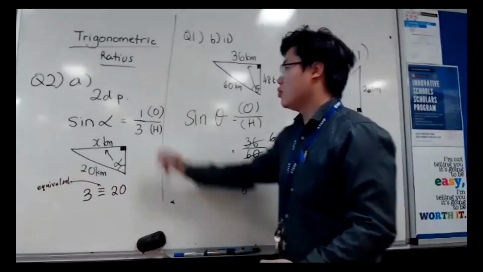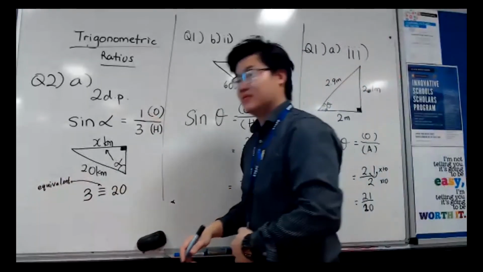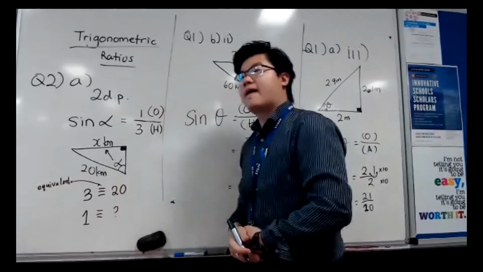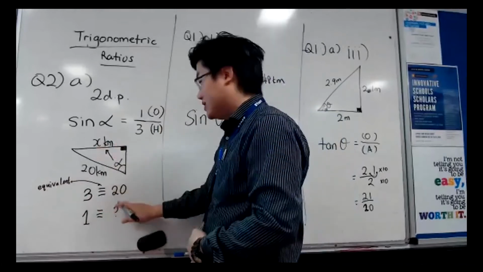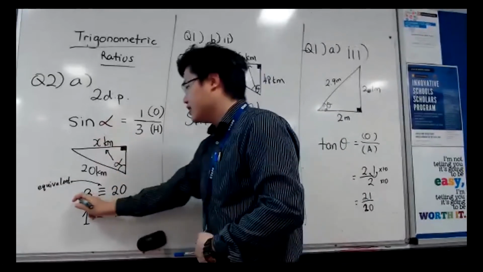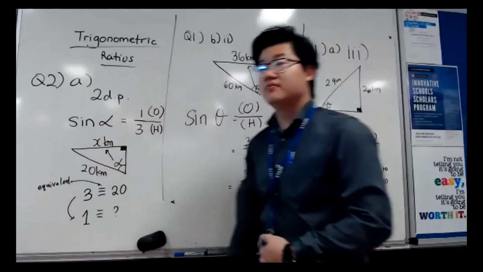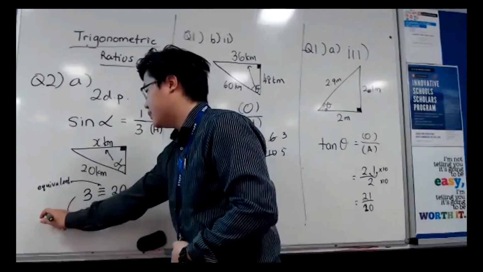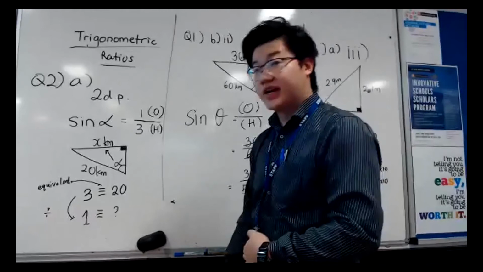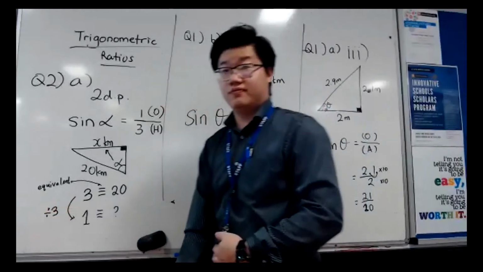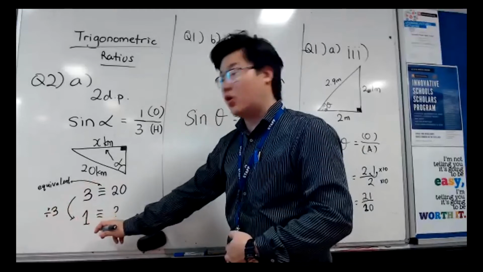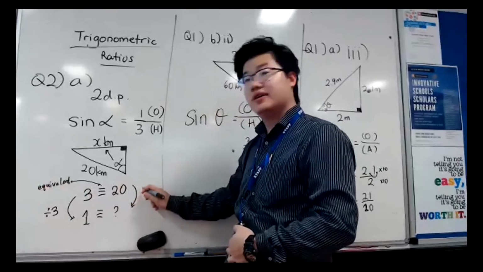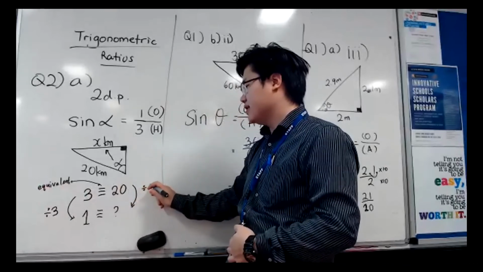Now, what about 1? 1 is equivalent to how much? X. That's what we're looking for. How are you going to turn 3 to 1? Multiply or divide? Divided by 3, divided by itself. So 3 divided by 3 gives you 1. If you divide by 3 on the left-hand side, what should you do on the right? Do the same, divide by 3.